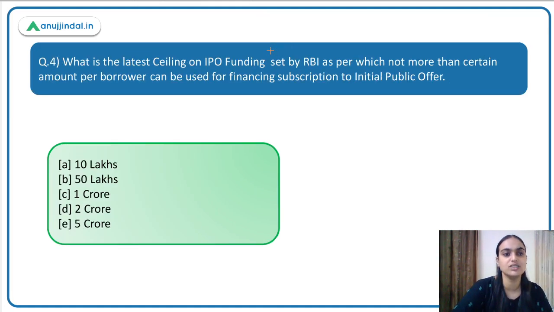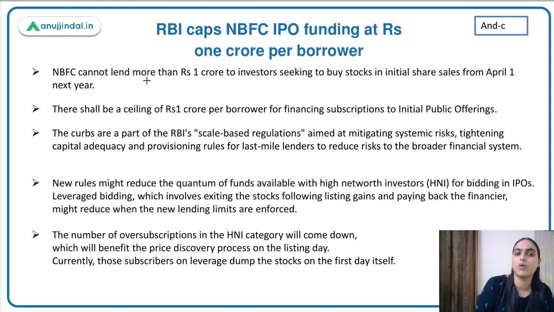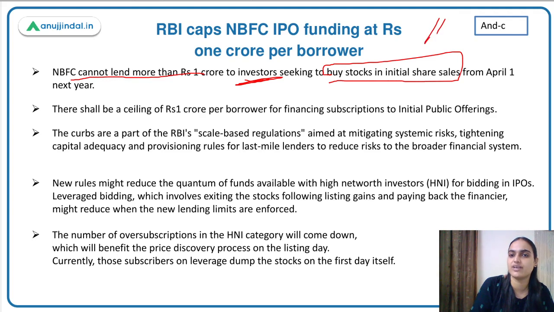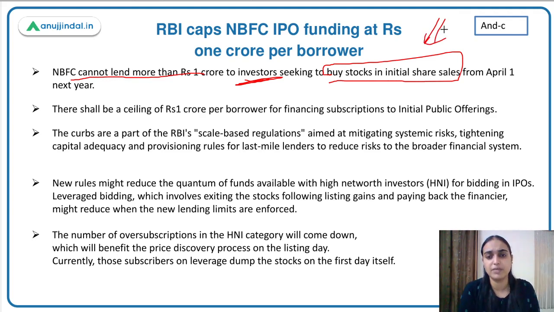Coming to last question, what is the latest ceiling on the IPO funding set by RBI as per which not more than certain amount per borrower can be used to finance subscribing an IPO? So we just discussed it's 1 crore. Discussing very briefly about this, not more than 1 crore can be lent by an NBFC to investors who want to buy stocks in an IPO. Initial share sales, jab company for the first time public jati hai and they invite people to subscribe to their shares. So the investors used to borrow money from NBFCs and use it for buying these IPO shares. So not more than 1 crore per borrower can be lent by these NBFCs.